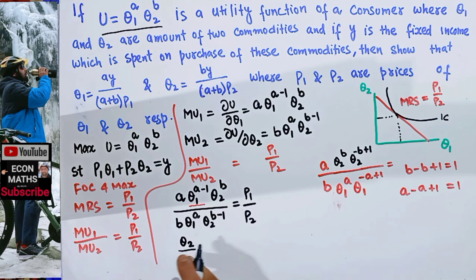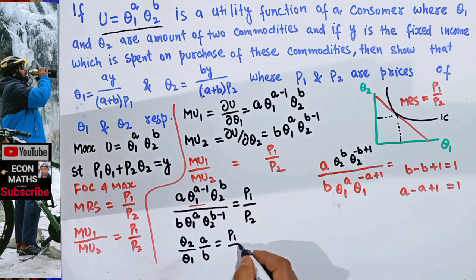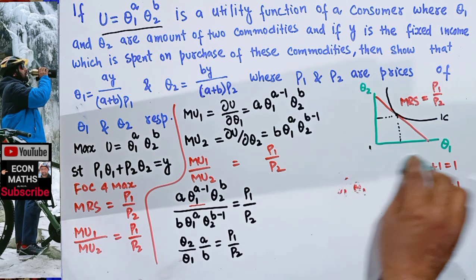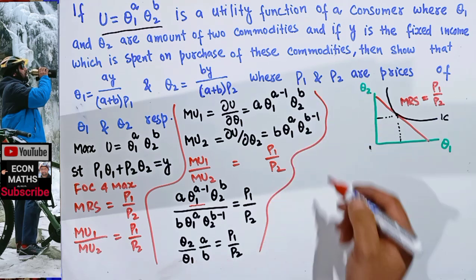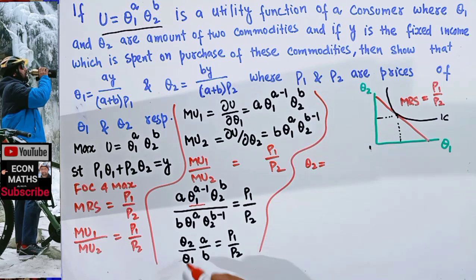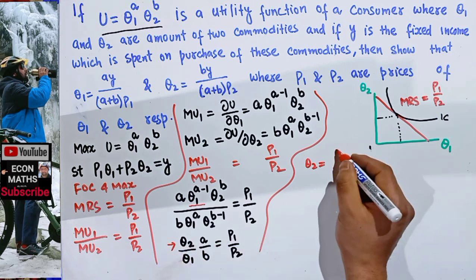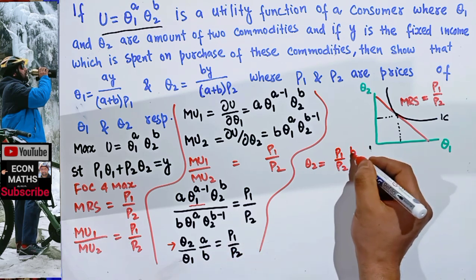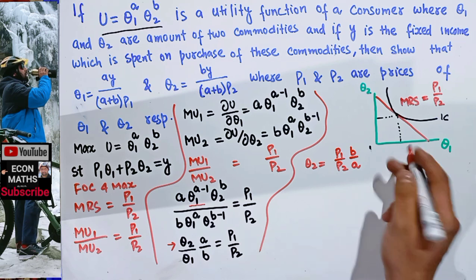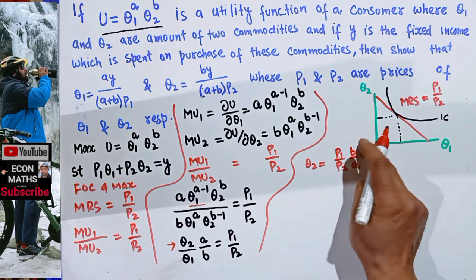Here we will have q1, and to this we have a divided by b, which should be equal to p1 upon p2. Okay, let me rub this out. I was just trying to explain here. So solving for either q1 or q2, let us solve it for q2. So q2 will be equal to p1 upon p2, and transposing this, it will get reciprocated, b upon a, and here q1 will get multiplied.